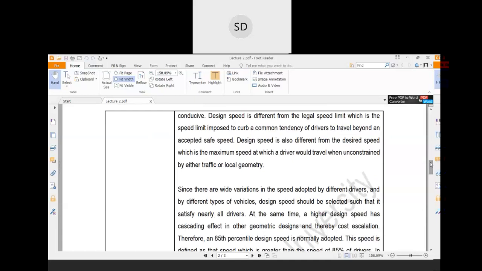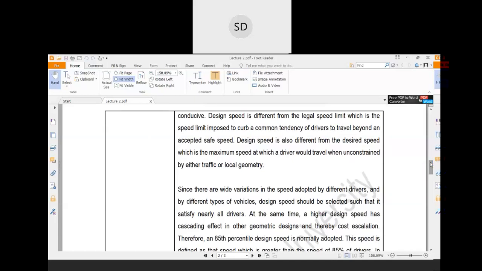Now, design speed is different from the legal speed limit, which is the speed limit imposed to curb a common tendency of drivers to travel beyond an accepted safe speed. So, in some roads, what happens? There are some restrictions on speed mentioned, like the speed should not be more than that, or the speed should not be less than that. In that case, that type of speed limitation is different from the design speed.